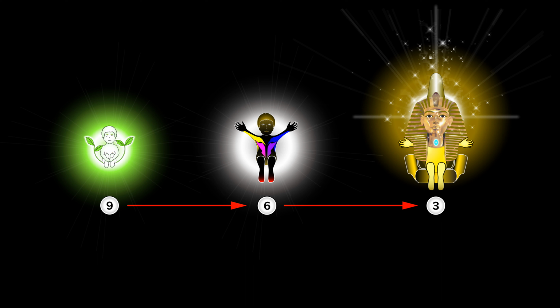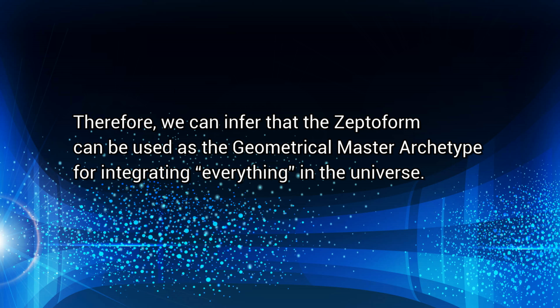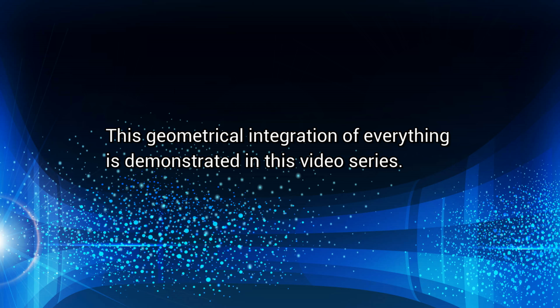As we have seen, the process from point 9 to point 6 and to point 3 represents many different types of developmental processes. It can be seen as the universal pattern of development. In this process, the violation of CP symmetry happens. As discussed previously, the violation of CP symmetry is required for this universe to exist, and it is represented by the structure of the Zeptoform. Therefore, we can infer that the Zeptoform can be used as the geometrical master archetype for integrating everything in the universe. This geometrical integration of everything is demonstrated in this video series.